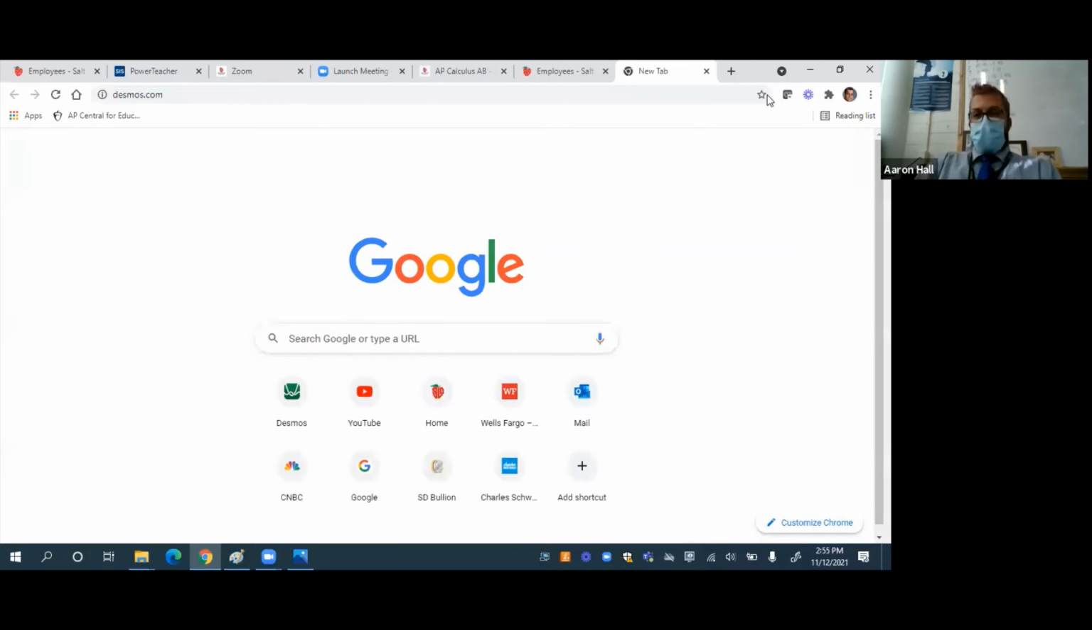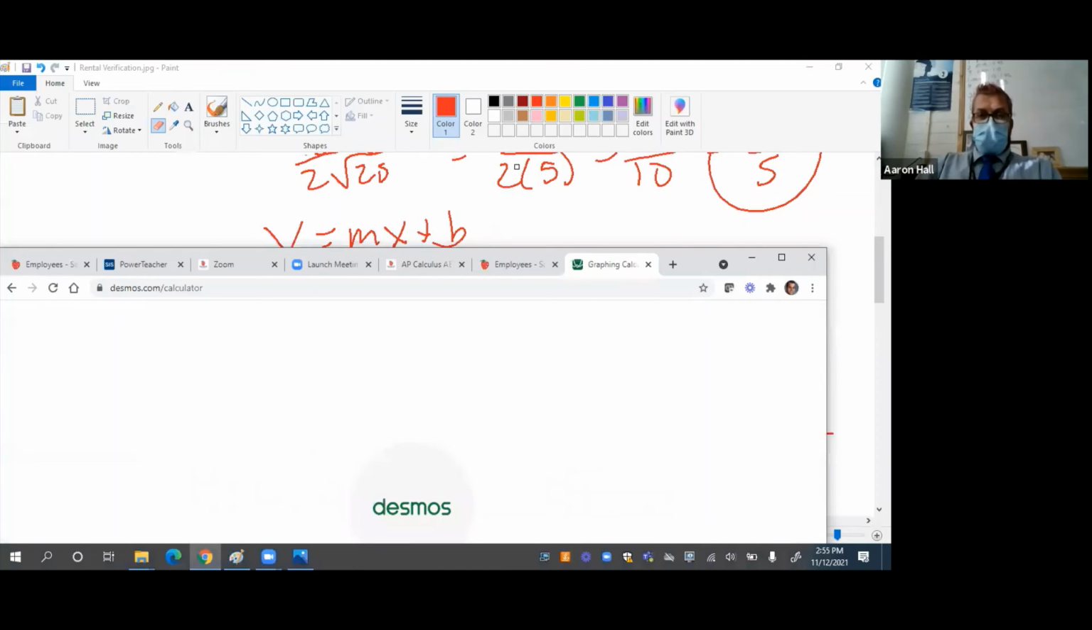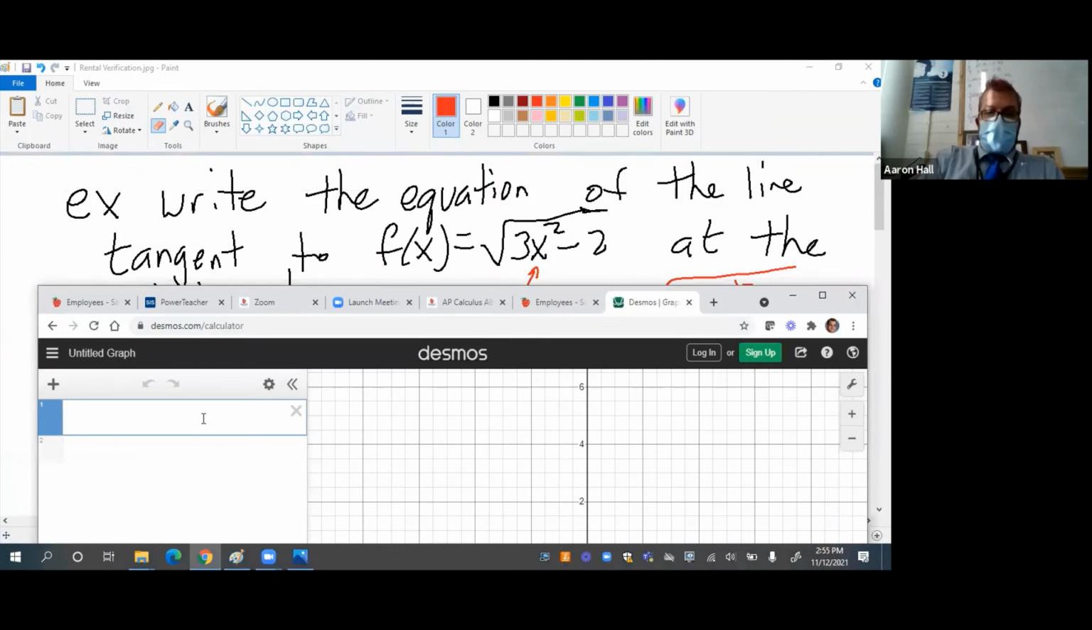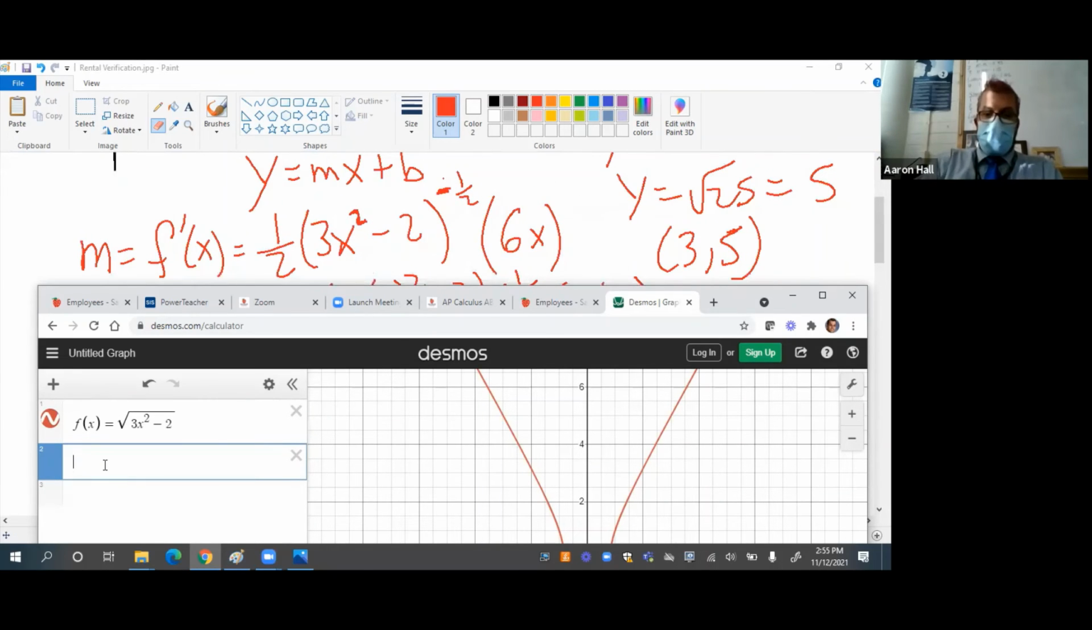And I'm going to type in our original equation, f of x equals sqrt. If you want the square root, you type in SQRT, square root of 3x squared minus 2. And I want to find the tangent line at this point of (3, 5), which is right there.